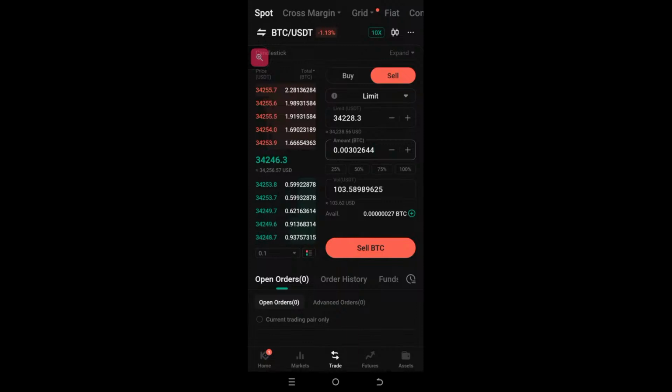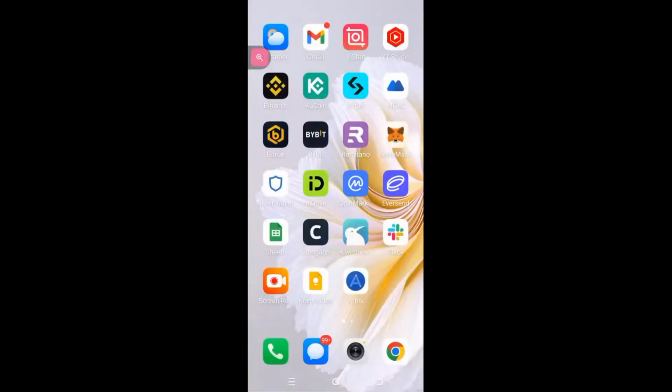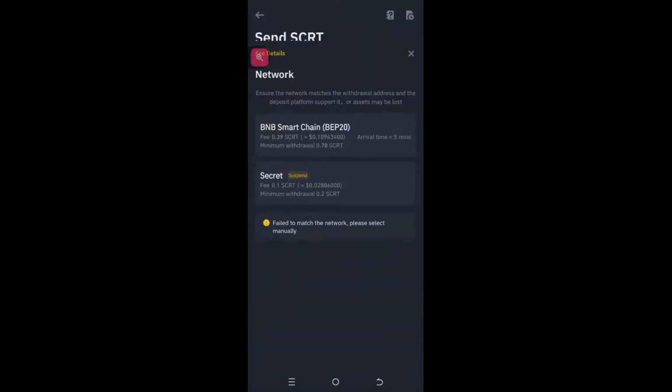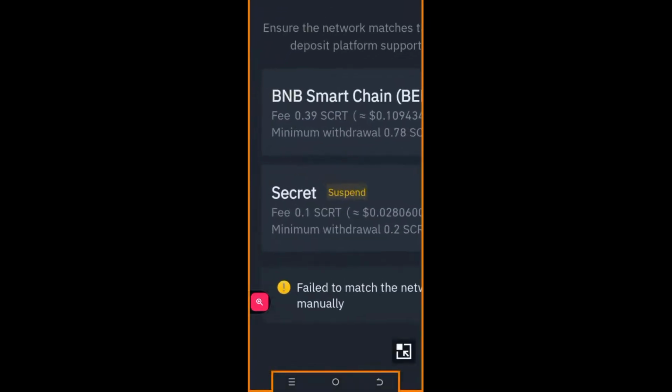We haven't even taken out the trade. It's going to take a lot of time to get that work. Okay? Now we're here, and the only thing that's standing in our way is that we can't even withdraw this with Secret, because the withdrawal network of Secret has been suspended. Can you see that? It has been suspended.